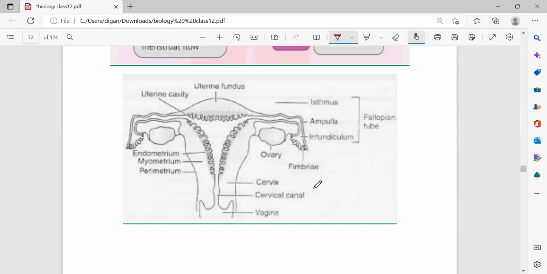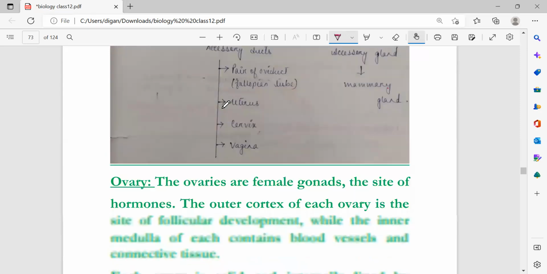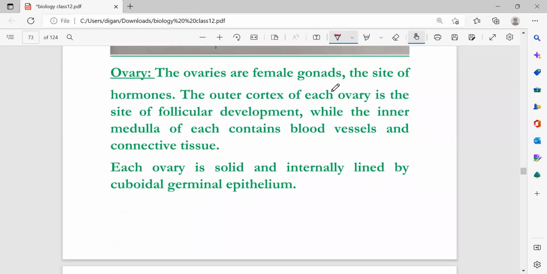Then this is the cervix, this is the cervical canal, and this is the vagina. And this is the uterus. The uterus has three layers: endometrium, myometrium, and perimetrium. And this is called the uterine cavity and uterine fundus. Next, the ovary. The ovary in the female is the site of hormone production. The outer cortex of each ovary is the site of follicular development, while the inner medulla contains blood vessels and connective tissue. The ovary is solid and internally lined by cuboidal germinal epithelium.